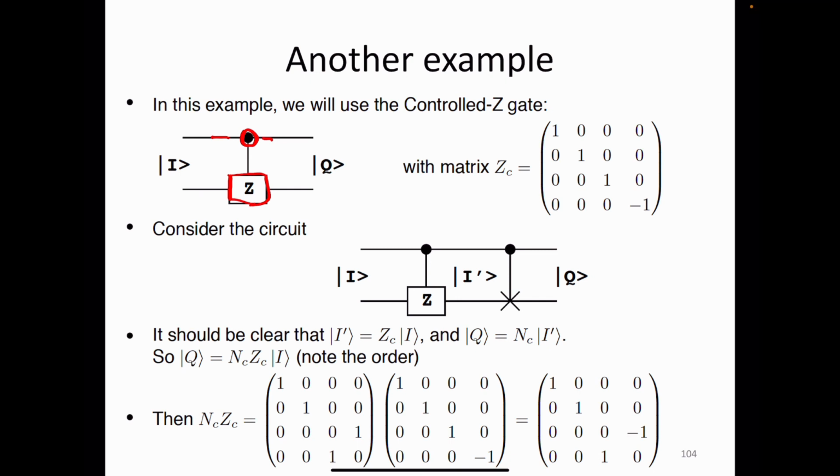So like we looked at before, we can do a couple of transformations. In that case, we have a circuit that runs the controlled Z operation, giving you the state I prime, and then runs the controlled NOT operation, giving you the state Q. And again, we can construct a gate on that input state. We take these two gates that we have, note the order, and construct this matrix from it.